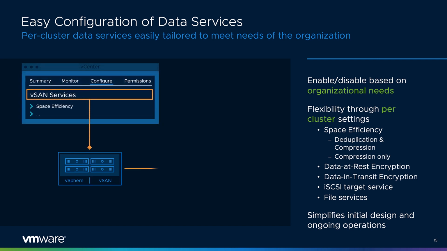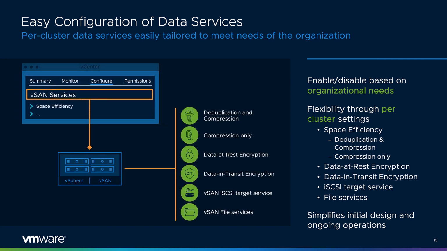vSAN offers a number of data services. These are features or capabilities that can be enabled or disabled on a per-cluster basis. Since vSAN provides storage as a resource of the cluster, this can make it easy to tailor cluster configurations to meet the precise requirements of your organization. When these data services are enabled or disabled, vSAN takes care of the entire process required to achieve the new setting. This makes prescriptive configuration settings quite easy.